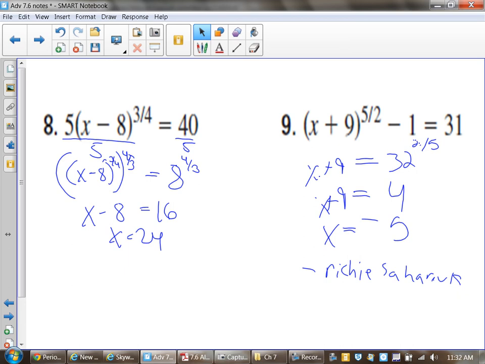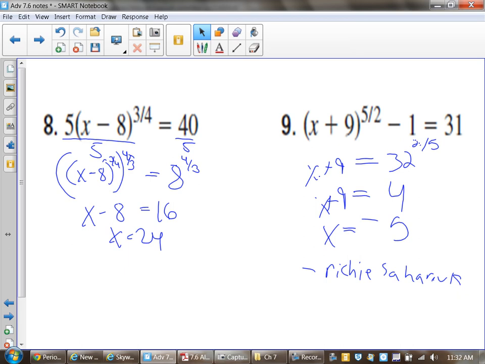Add the 8 over, you get 24. And when you check that, it does work. On 9, you have to add the 1, you get 32. In that case, you have the 2/5 root of 32. So the 5th root of 32 is 2. 2 squared is 4. Subtract 9, you get -5.